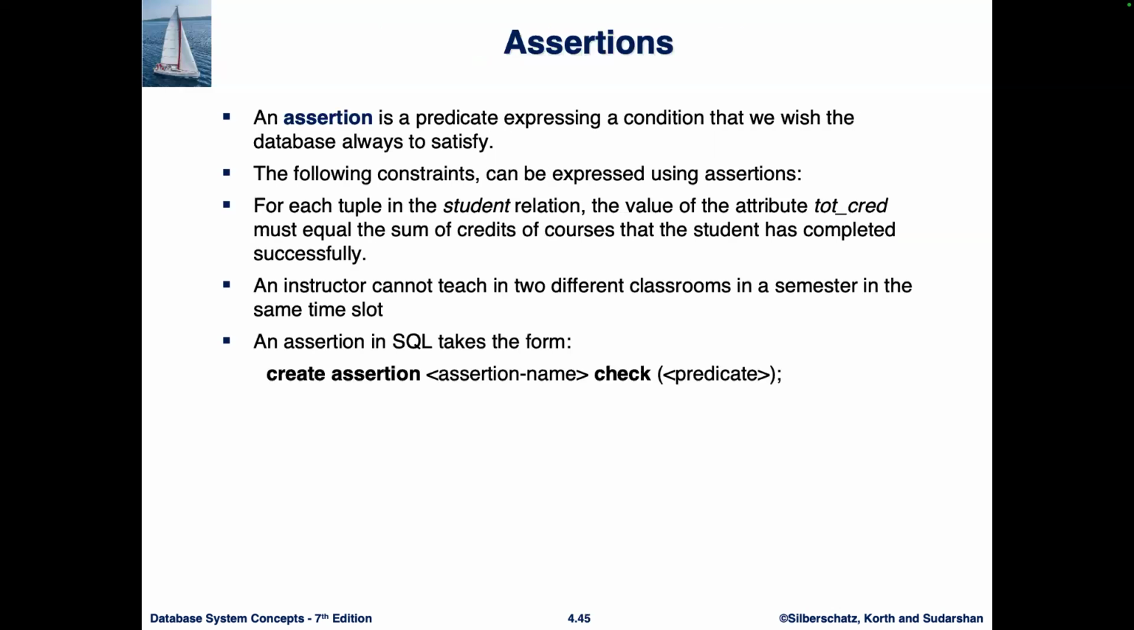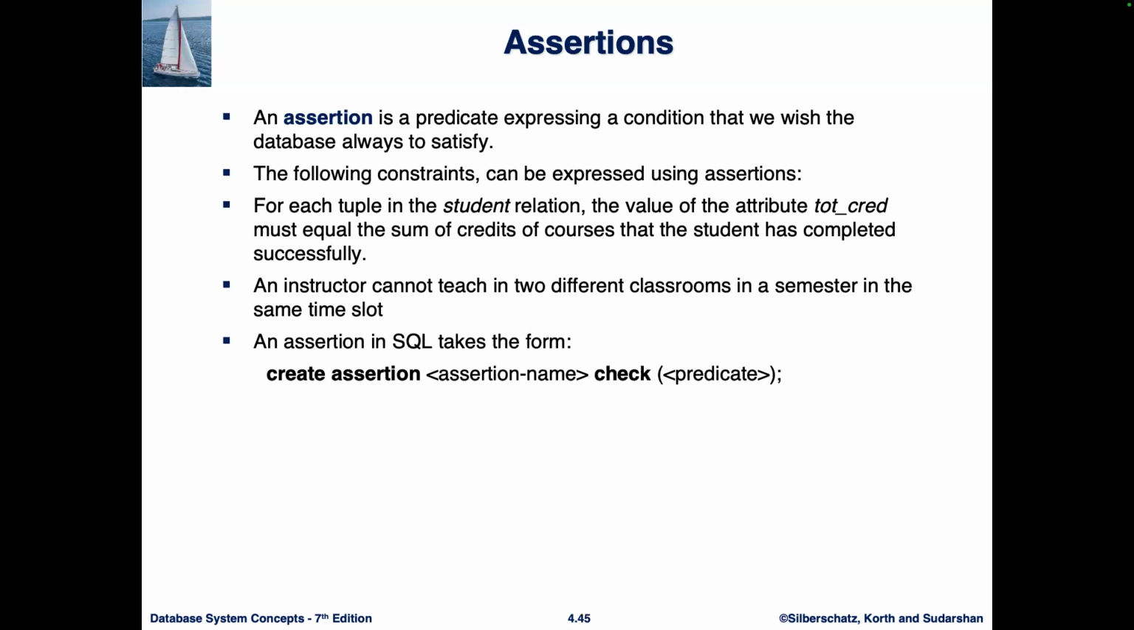Let's talk about assertions in SQL. An assertion is a rule or condition that we want the database to always satisfy. It is useful for enforcing more complex constraints that go beyond individual tables or rows. Examples of assertions: ensure total credits match for students. We can assert that the total credit attribute in the student relation must always equal the sum of credits from courses that a student has successfully completed.